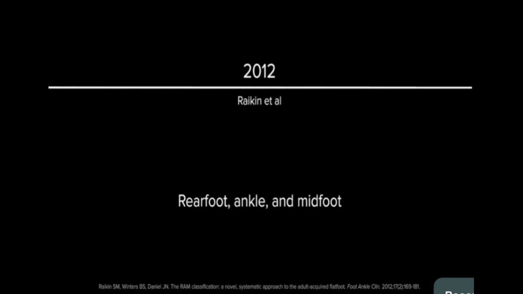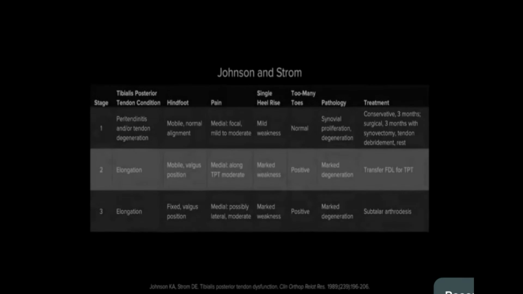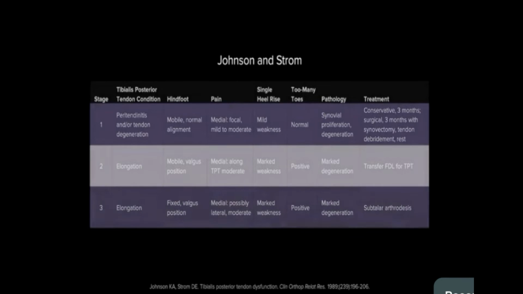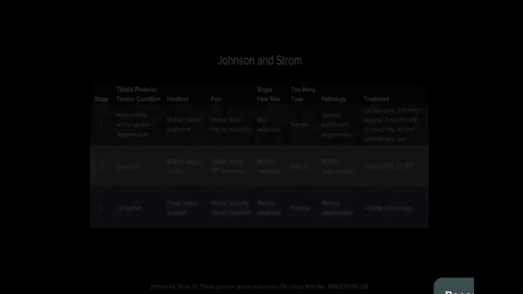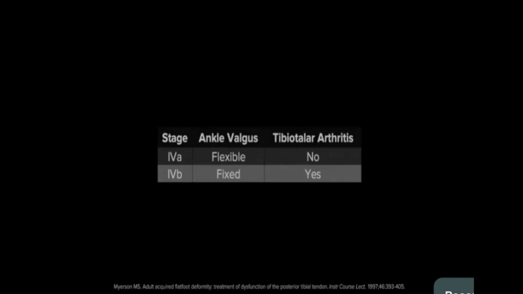Let's go over these briefly in relation to stages 3 and 4. The original classification has 3 stages. Stage 3 describes the elongated tibialis posterior tendon and clinical findings with a fixed hindfoot and marked degeneration in the joints. Meyerson's 4th stage describes the involvement of the tibio-talar joint with valgus tilting.